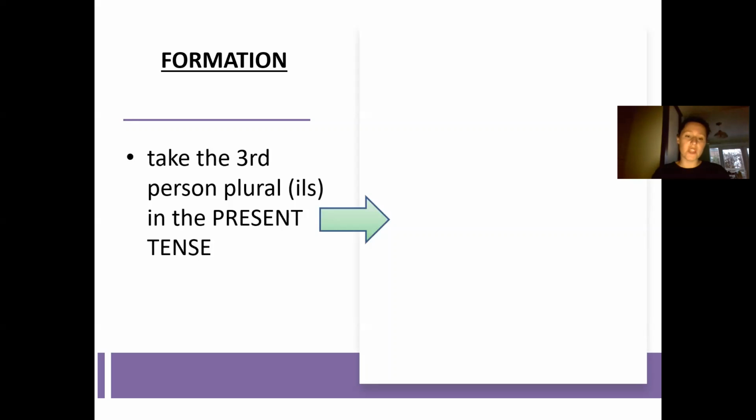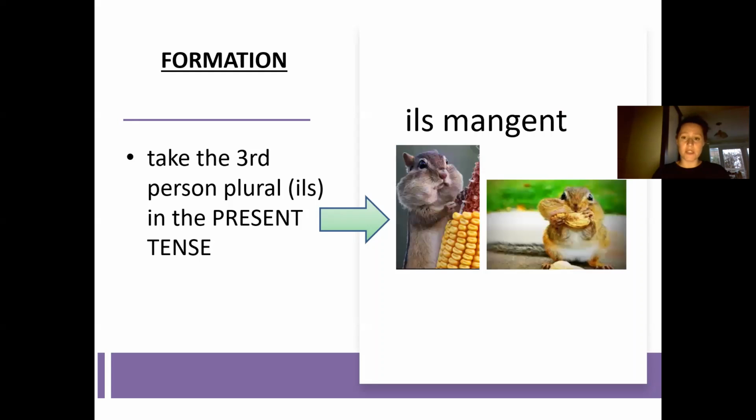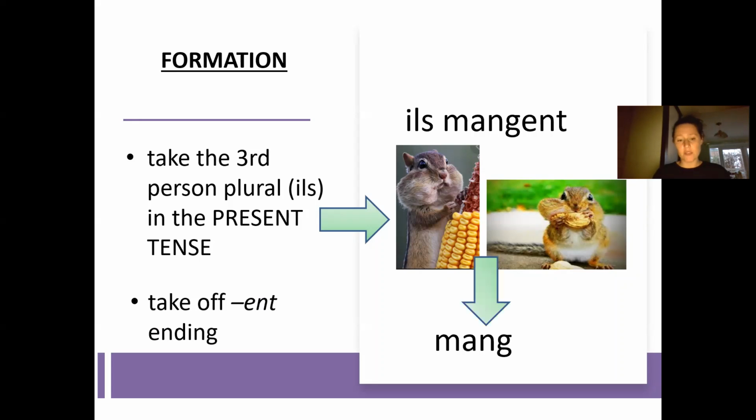So how do we form regular verbs? It's important to remember that I'm only talking about regular verbs here. Well, first of all, take the third person plural, the ils form in the present tense, and then we have got ils mangent. Now get rid of the ent, and then you've got the right stem, the right part of that verb, so that you make sure you always have the right first part of the verb.